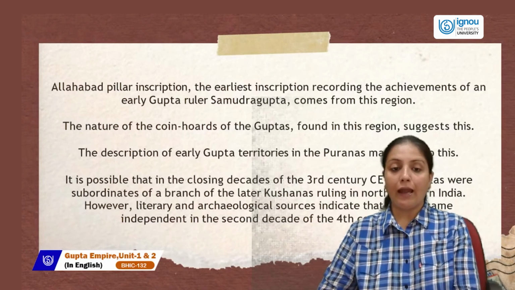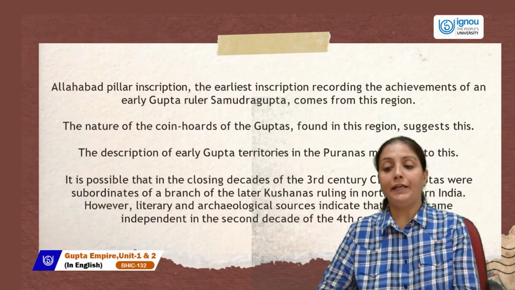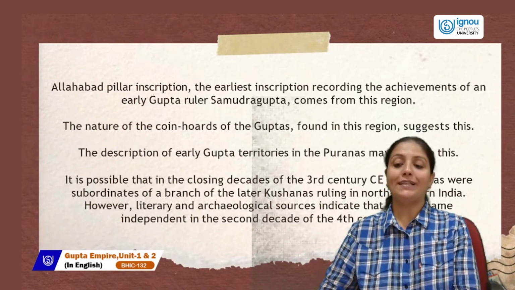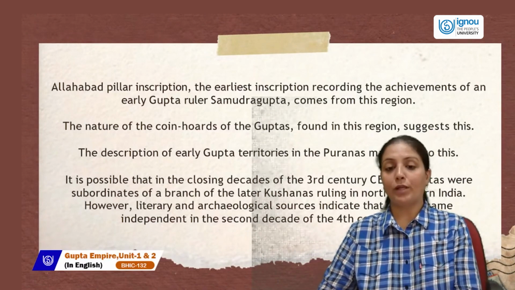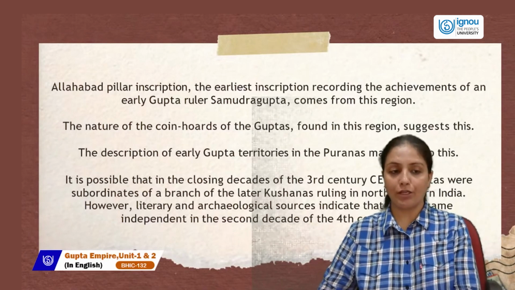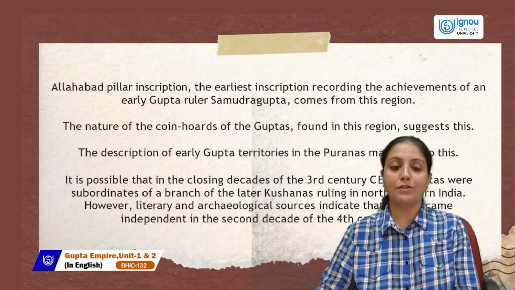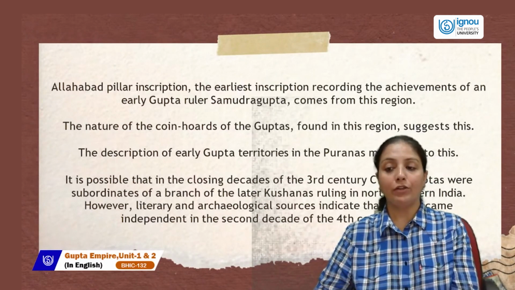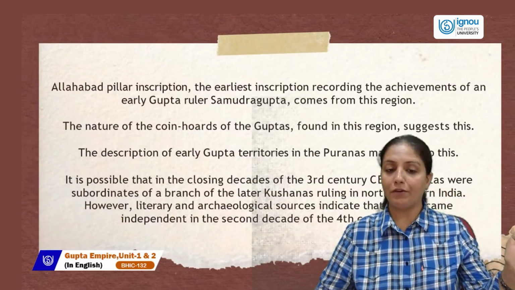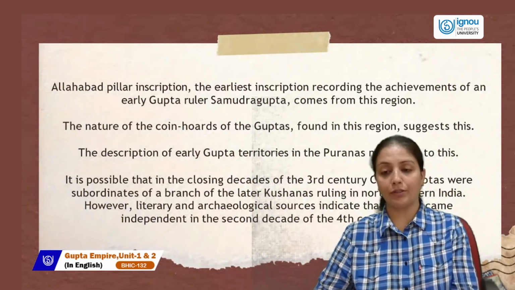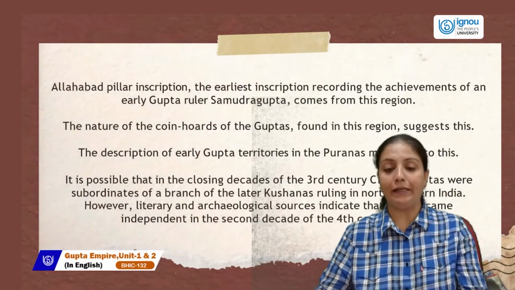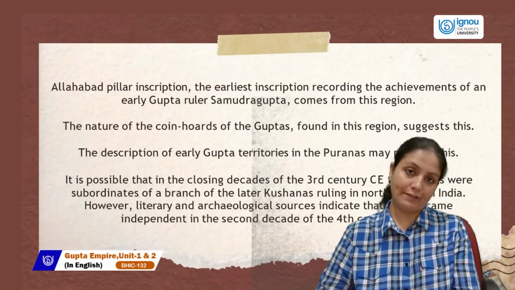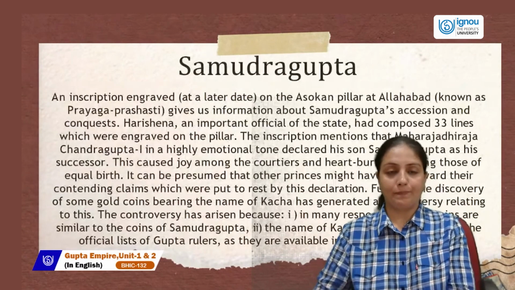However, literary and archaeological sources indicate that they became independent in the second decade of the 4th century CE. So the Gupta period runs from the 3rd to the 4th century. After the Kushanas, the Guptas started ruling in northwestern India. Decade means a 10-year difference: the second decade of the 4th century.